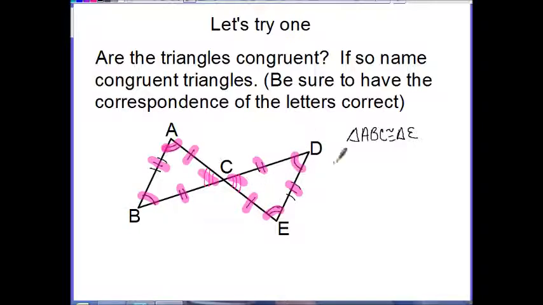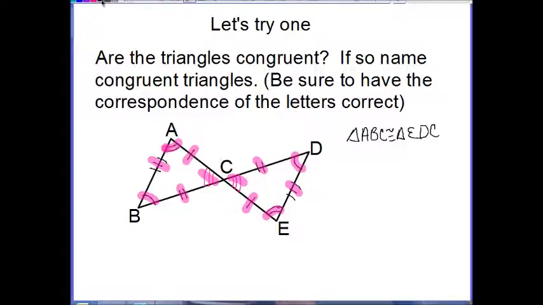I want to match it up the same way, which would be D. Last but not least, C on my left triangle, which matches with C on my right triangle. All of my angles match up, so let's go ahead and look at the segments.